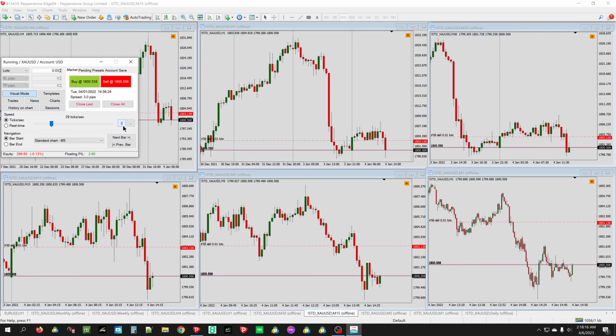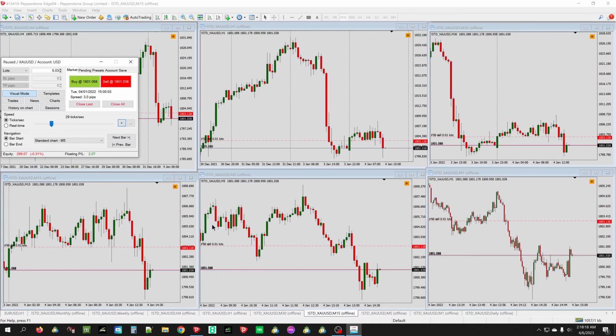Let's see if we can break below this low. No, we didn't break below this low, but still based on the M30 time frame and based on volume, I will execute once we break below these lows based on the M5 time frame, M30 time frame.